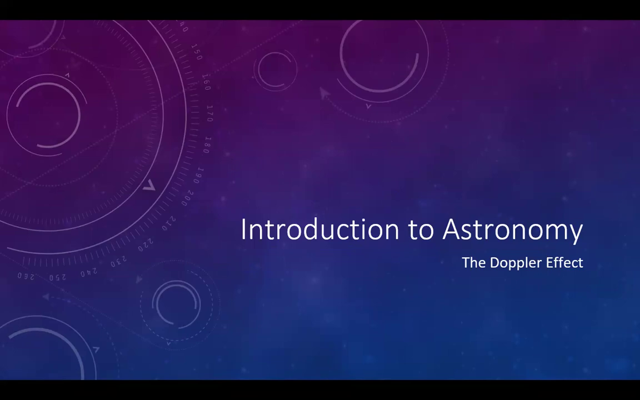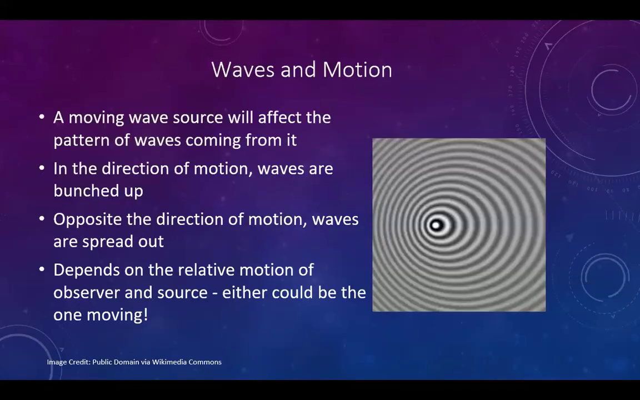So lastly, let's talk about the Doppler effect. The Doppler effect is a tool we use to measure the movement of objects with light. You may have heard something speed past you, and the sound it makes changes as it speeds past. It turns out that any moving wave source will affect the pattern of waves that come from it. Basically, if a wave source is moving, the waves get bunched up in front and spread out behind. So in the direction of motion, waves get bunched up. Opposite the direction of motion, they get spread out.